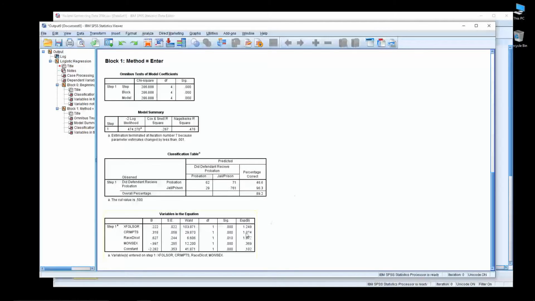Same thing for criminal history points. We see about a 37% increase for a 1-point increase in criminal history points. Race: remember, 0's are coded as white, 1's coded as non-white. So a non-white individual, going from 0 to 1, has an 87% increase in the odds of going to prison.